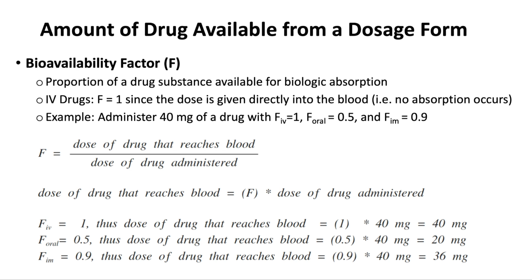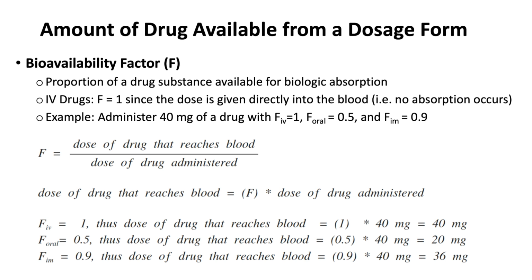And our last example is intramuscular, or IM. There are many drugs administered by injection, but not IV. Again, intramuscular means into the muscle. So antibiotics, vaccines, and other medications are administered via an intramuscular injection. In this case, we're saying it's much better than the oral route, but it's still only about 90% absorbed. That is, the F value for the intramuscular injection is 0.9. Thus, if we injected 40 milligrams of our drug, then the dose of the drug that reaches the blood would be 0.9 times the 40 milligrams, and therefore we'd have a total absorbed dose of 36 milligrams.